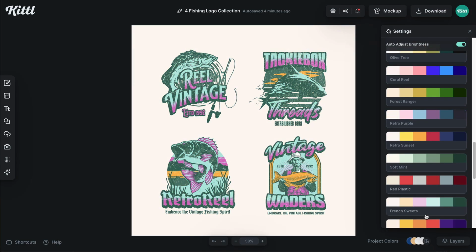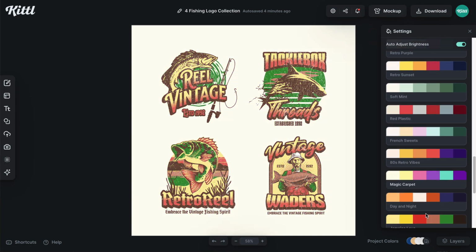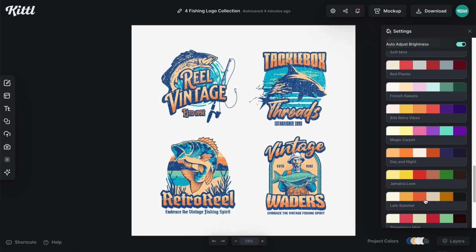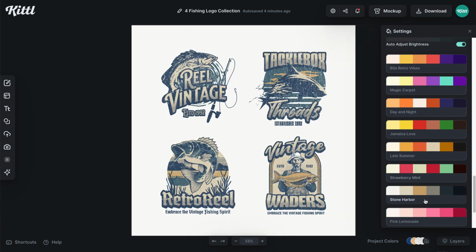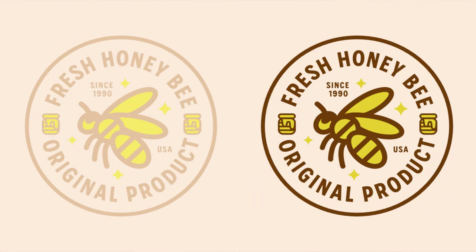Experiment. Don't be afraid to play around with different color combinations. Use design tools or color pickers to find the perfect shades that work harmoniously together. Test for accessibility. Ensure that your color choices meet accessibility standards to make your designs inclusive to all viewers. And that was the 60-30-10 color rule explained.